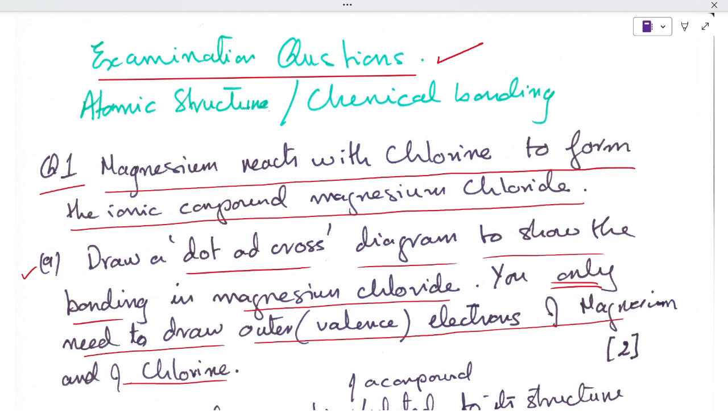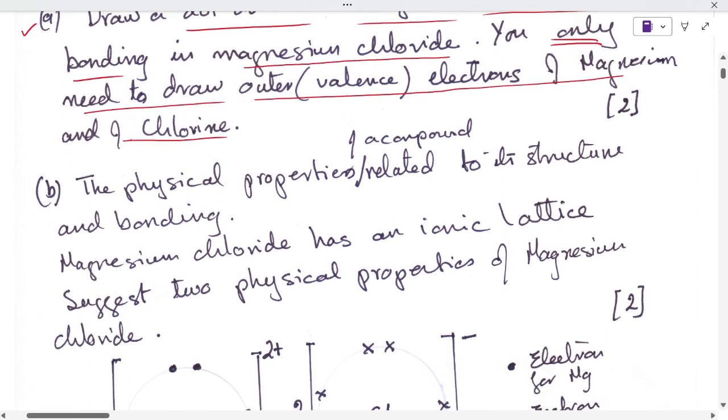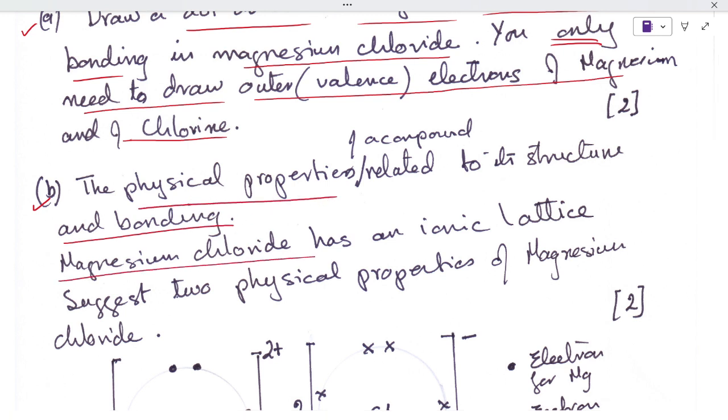B part, the physical properties of a compound related to its structure and bonding. Magnesium chloride has an ionic lattice. Suggest two physical properties of magnesium chloride.